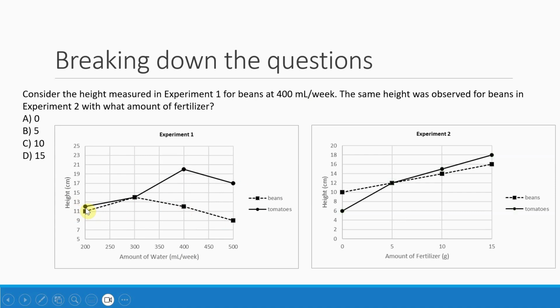They're never going to really have you do like some 12.2 versus 11.8. If it's in the middle, it's in the middle. They're not trying to trick you there. So from this part, the height measured for all this stuff is 12. Now I can keep reading. The same height, okay, so now I need to keep that in mind. I just found 12. I'm going to find that 12 again, either here or here, was observed for beans, so I still care about beans, so with either of these, it's still just the dotted line. I don't need to worry about these solid lines. In experiment 2. All right, so now I'm in experiment 2.